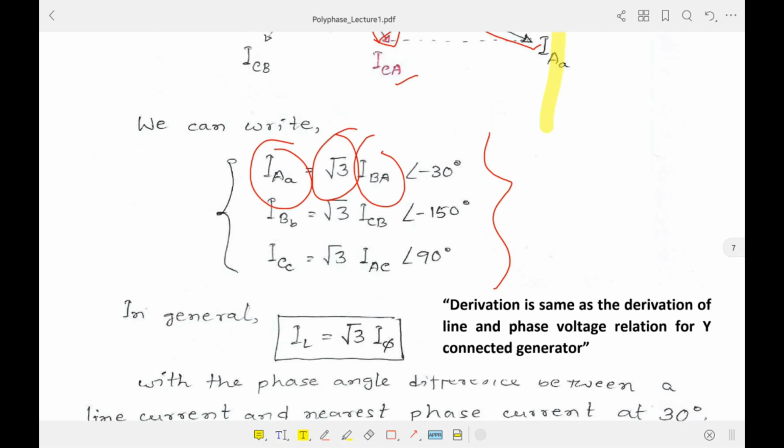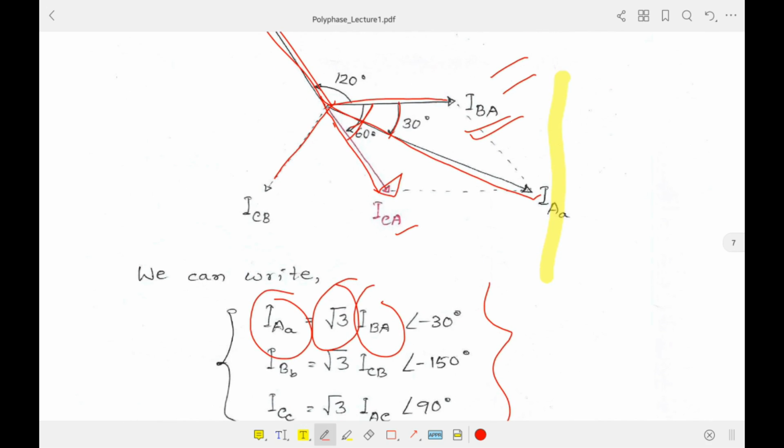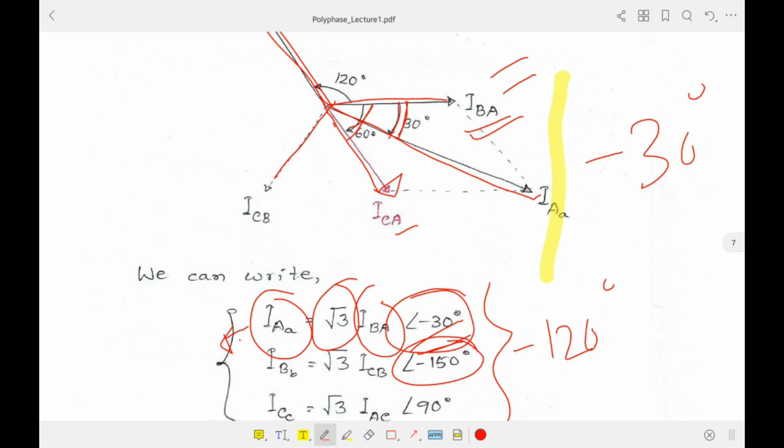That means our line components will be √3 times our phase components. And another thing here, if you notice, we got the resultant, that means the line current is at minus 30 degree angle. That's why in case of the first phase, that is A phase, we have written it as minus 30 degree, and for voltage it was plus 30 degree, if you remember. So that's why IAA we can write minus 30, and similarly the second one, previously it was minus 120 degree and minus 30 is added, so obviously now it is minus 150.